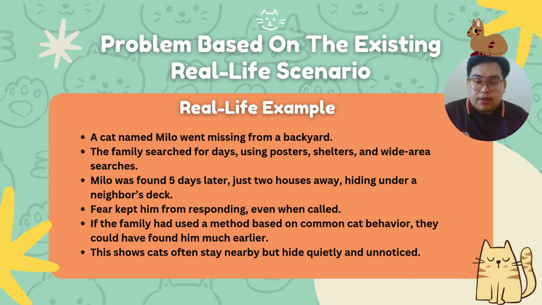This is a real-life example. A cat named Milo went missing from a backyard. The family searched for days using posters, shelters and wide-area searches. Milo was found 5 days later, just 2 houses away, hiding under a neighbor's deck. Fear kept him from responding even when called. If the family had used a method based on common cat behavior, they could have found him much earlier. This shows cats often stay nearby but hide quietly and unnoticed.